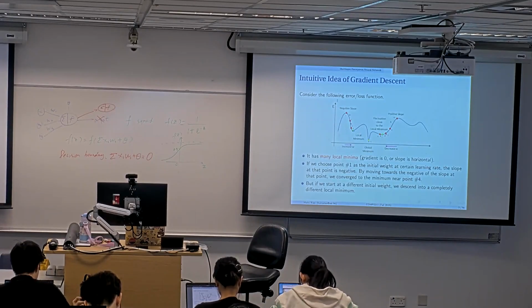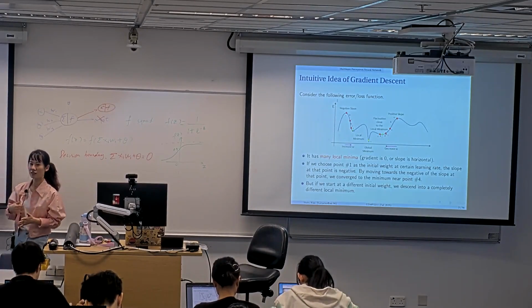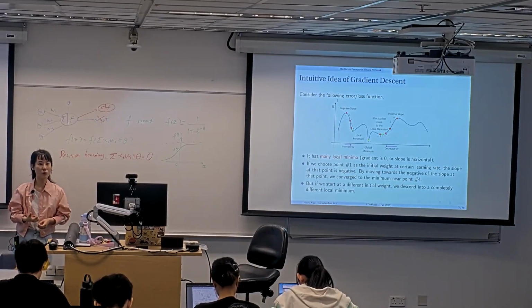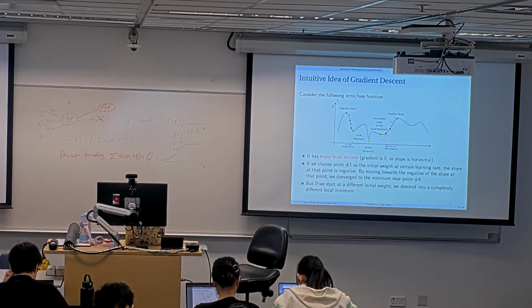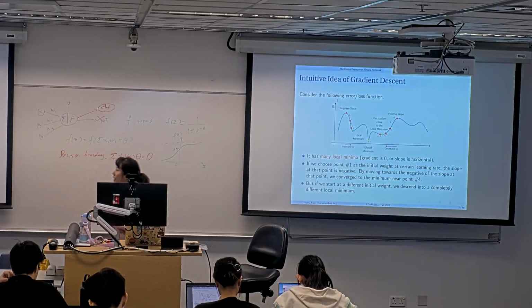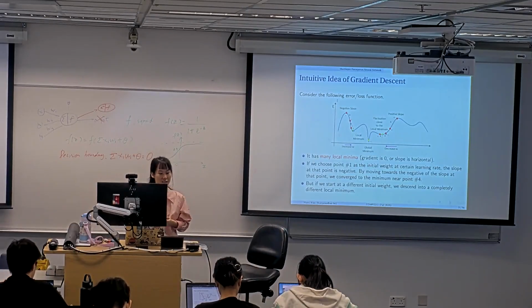So actually, gradient descent is not guaranteed to converge to the global minimum. For this one, it's very hard to converge to point 5. Only if the initial value is within this range will we converge to the global minimum 0.5. For many other cases, we will just go to local minimum 4 or local minimum 7. So this is the intuitive idea of gradient descent.